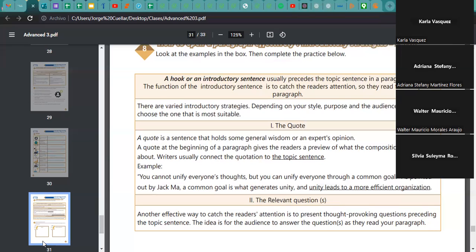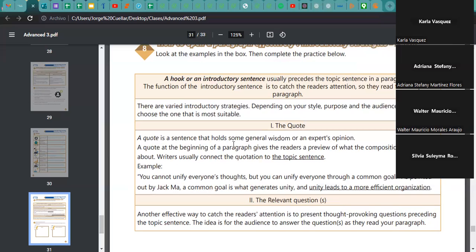The first one is the quote. A quote is a sentence that holds some general wisdom or an expert's opinion. Do you know what wisdom is? You have wisdom when you're wise. Ah, very good. When you have a lot of wisdom, like when you have a lot of knowledge, right, about something. Yes. Very good.